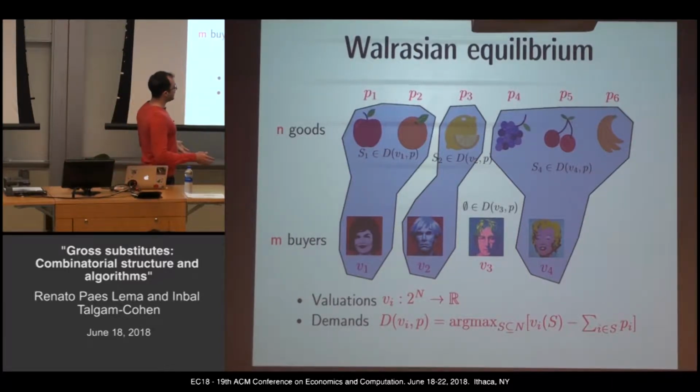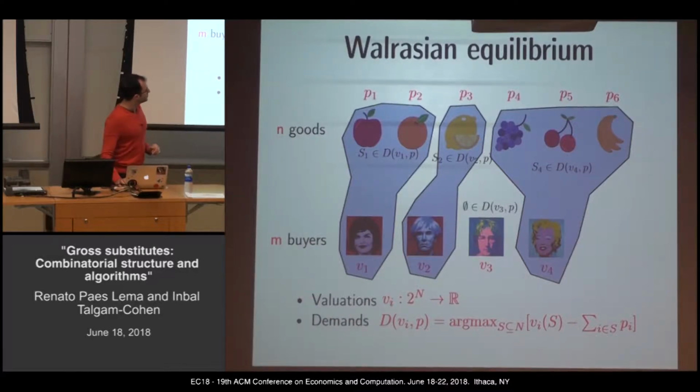And if that happens, if everyone demands their favorite bundle of goods, everyone can get what they want, so there is no conflict. And we clear the market, so it means all the goods are sold. Then we have something we call a Walrasian equilibrium. So that's nice. It's something that we imagine markets reach. Once this happens, everyone's happy.